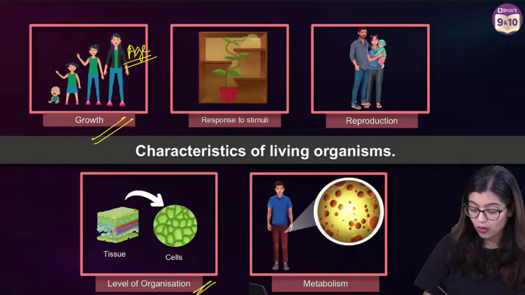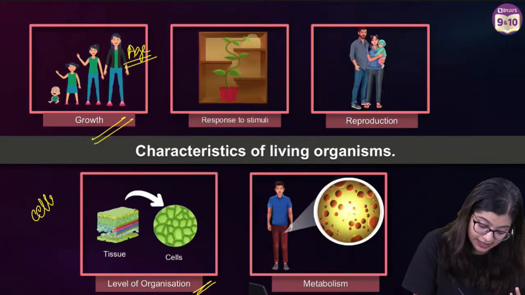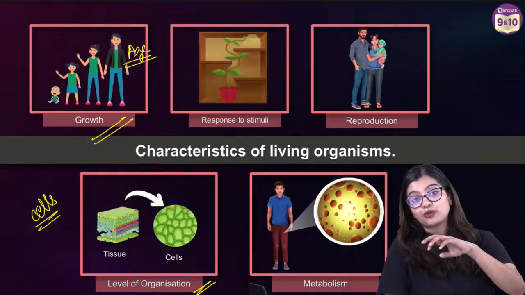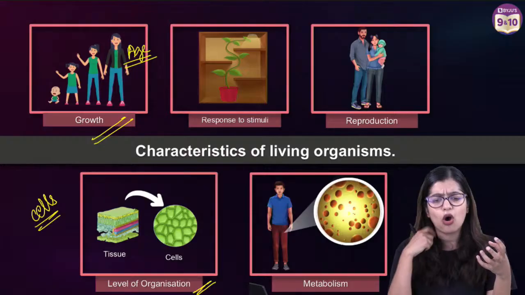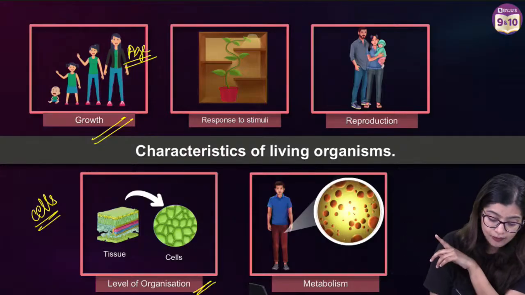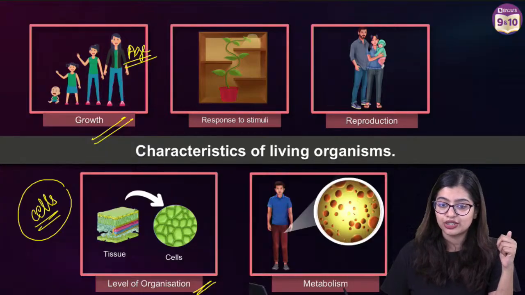Along with which we know that living organisms are all made of cells. Yes, we've learned this in our 9th standard, that they are all made up of cells, and we know that based on whether they are unicellular or multicellular, they have different levels of organization, right?